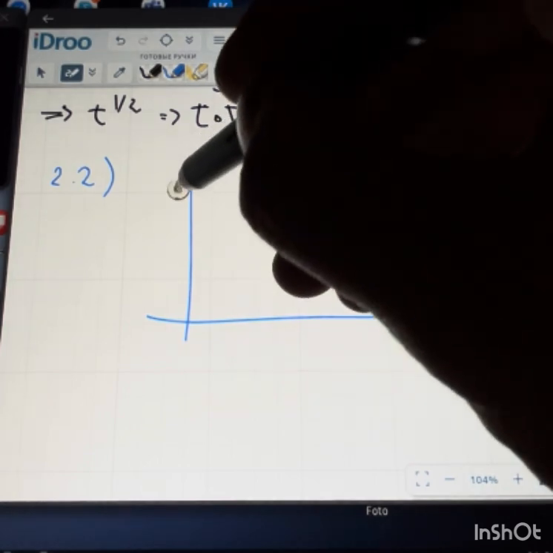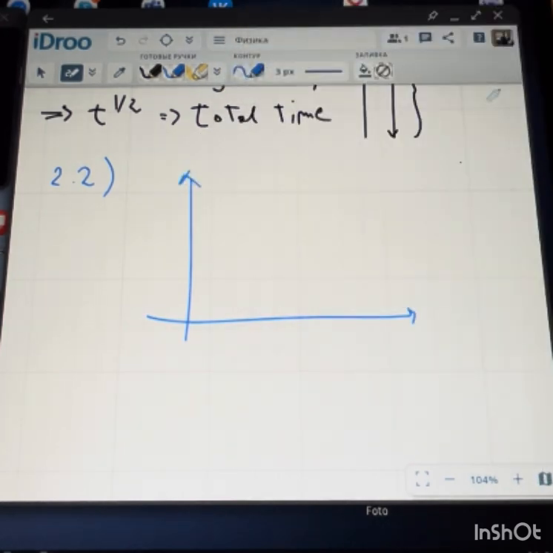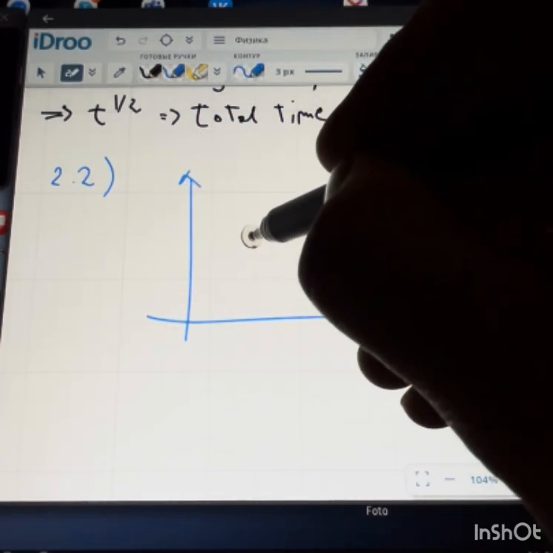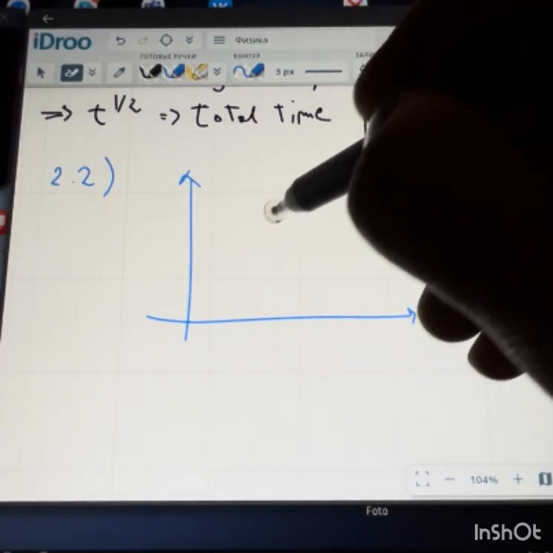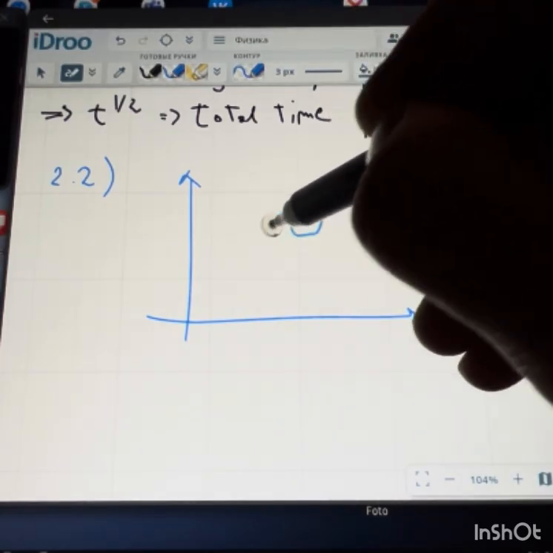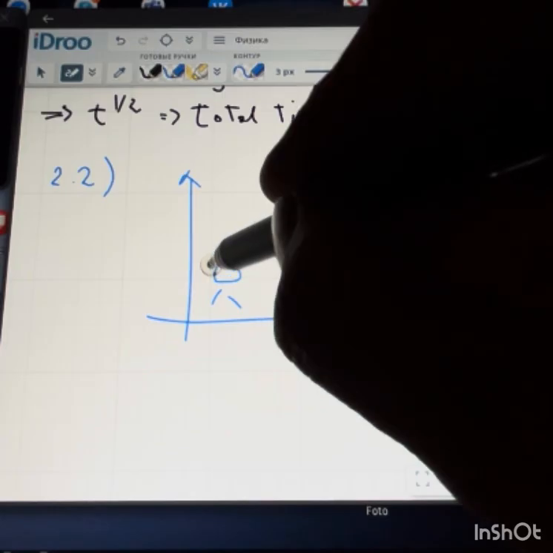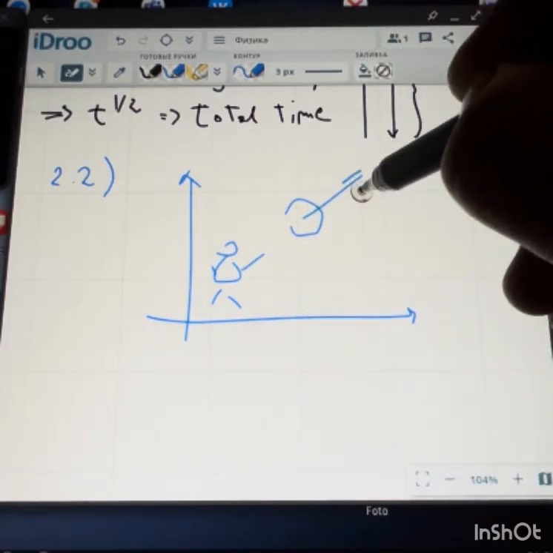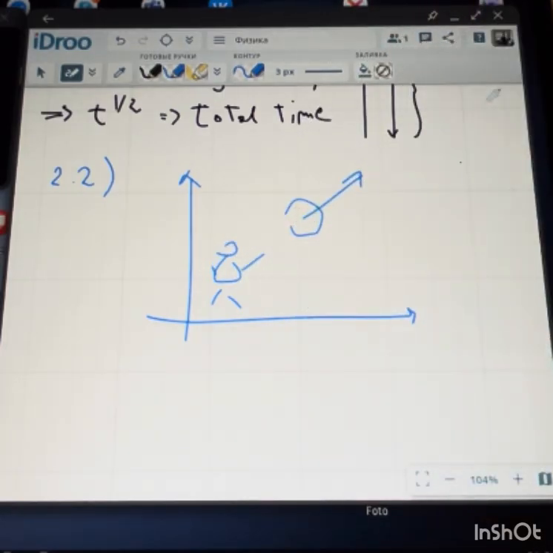I love the way you love my active learning. So let this be a stone that you throw like this. Let's draw only the stone. Please draw the free body diagram of the stone. Yes, exactly.